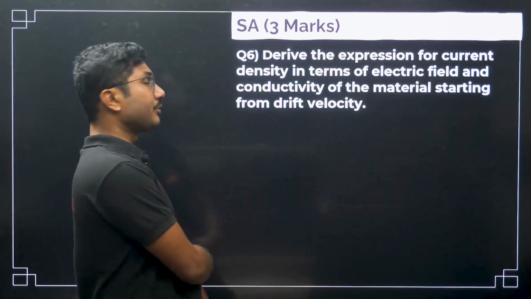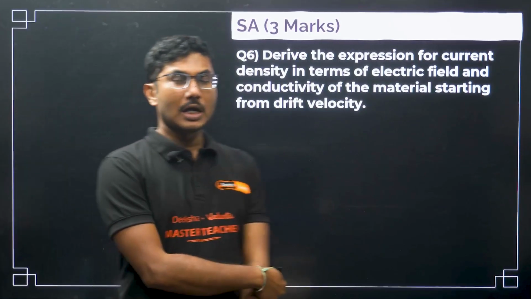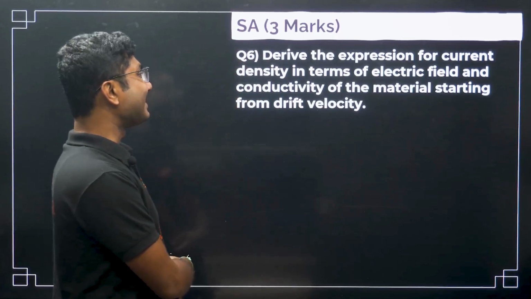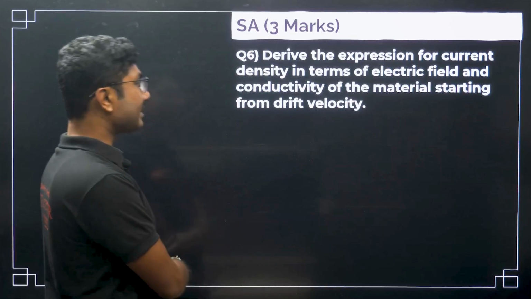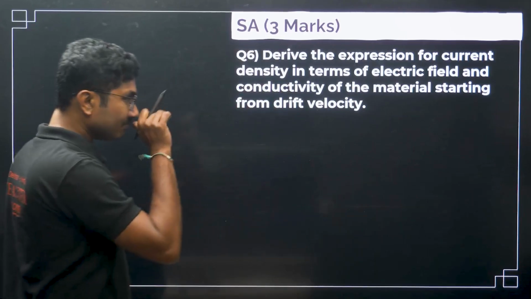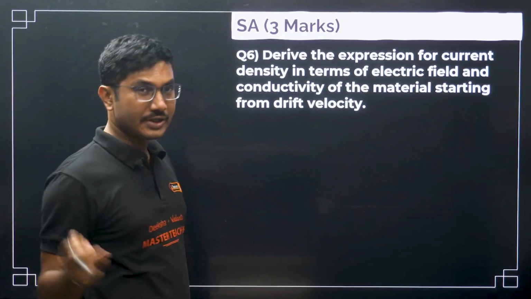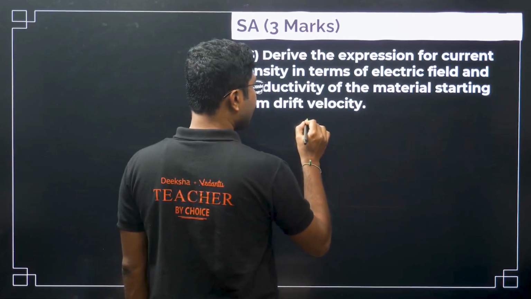Derive the expression. Now this is a 3 marker question. So far whatever questions we have discussed are 2 markers. Now let's see the 3 marker questions. Derive the expression for current density in terms of electric field and conductivity of the material starting from drift velocity. So from where you are starting is very important to remember. Okay, the same question can be asked in 2 ways.